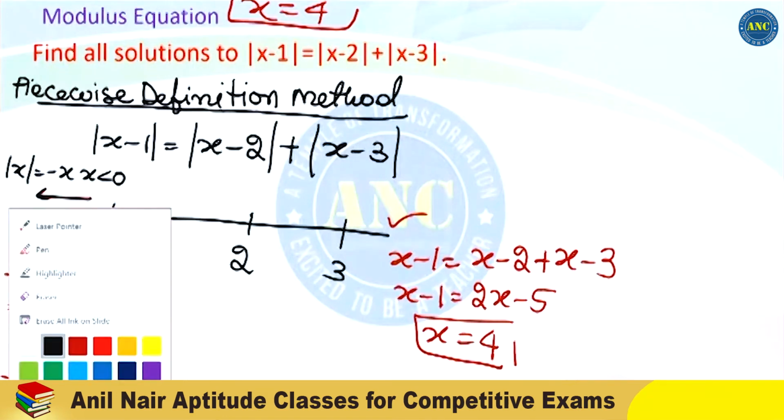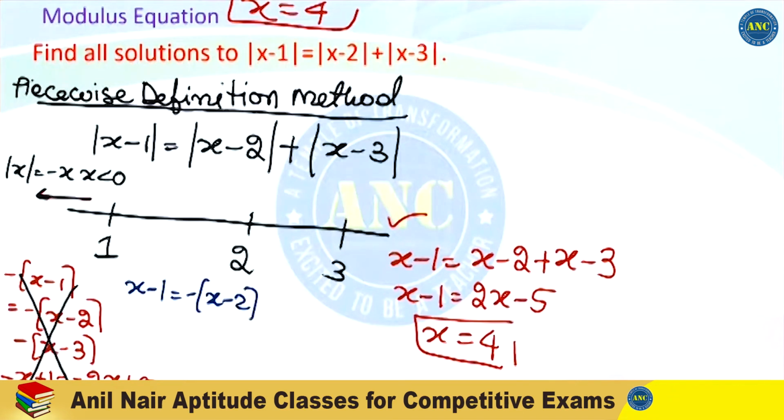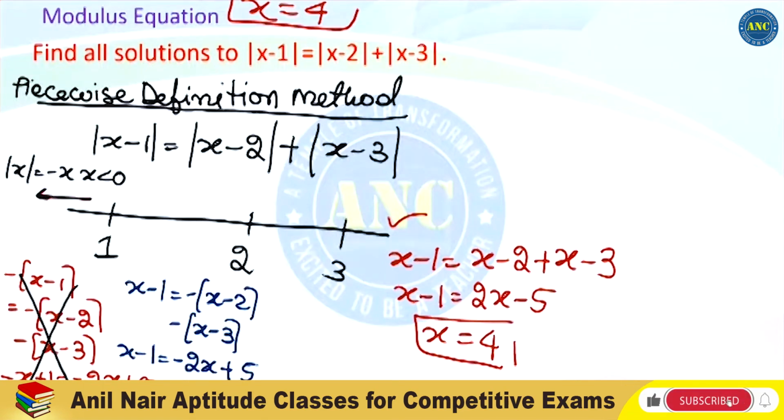Now x from 1 to 2. Let me take 1.5. 1.5 minus 1 is positive, 1.5 minus 2 is negative, so -(x - 2), and 1.5 minus 3 is negative, so -(x - 3). So x - 1 = -2x + 5, so 3x = 6, x = 2. Is 2 satisfying? 2 minus 1 is 1, 2 minus 3 is 1, 1 equals 1. So x = 2 is satisfying.